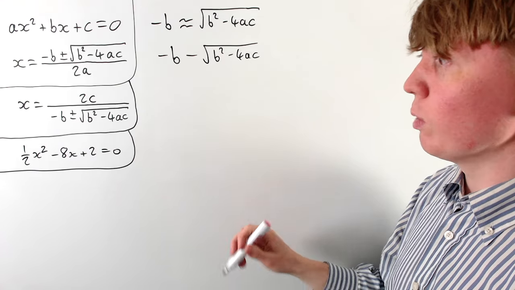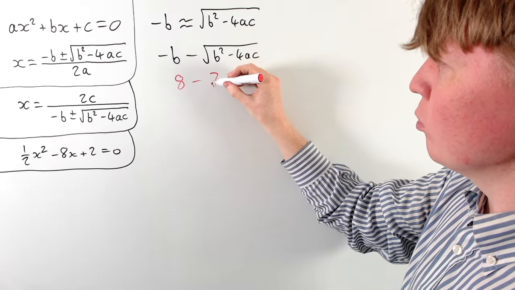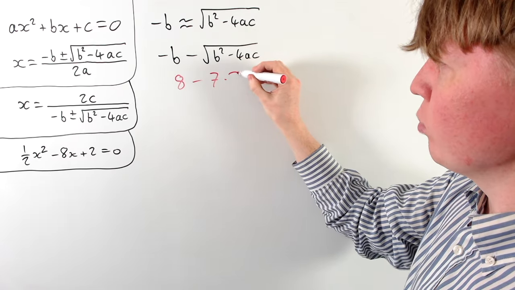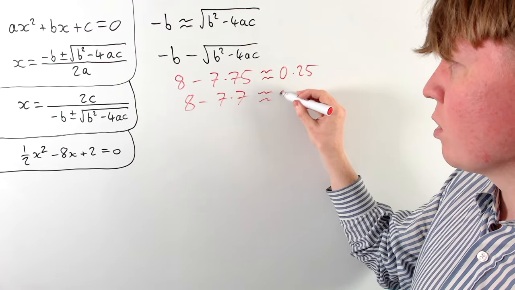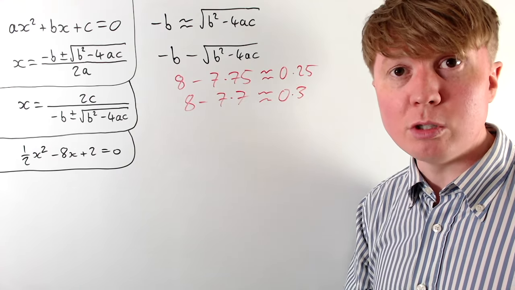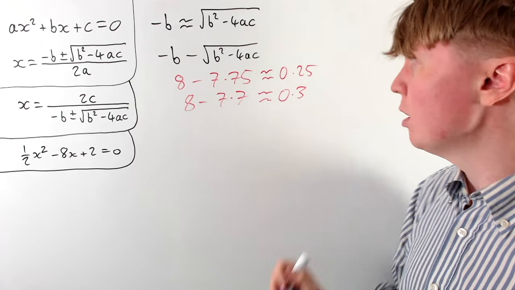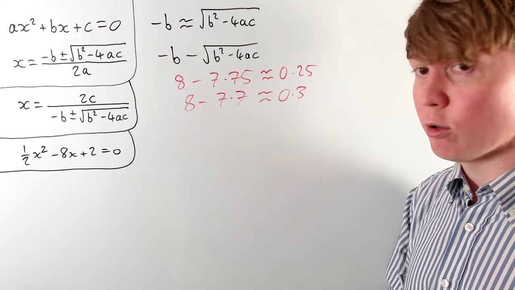So in our previous example we had minus b was 8, and the square root of b squared minus 4ac would be 7.75 rounded to 2 decimal places. So this should be around 0.25. Now this value for the square root of 60, we rounded to 1 decimal place. So instead of rounding up to 7.75, this actually rounded down to 7.7. This is where we got this approximation of 0.3. So you can see that by rounding this number, because the difference between the two numbers is only very small to begin with, we get this really big proportional change from around 0.25 to 0.3.